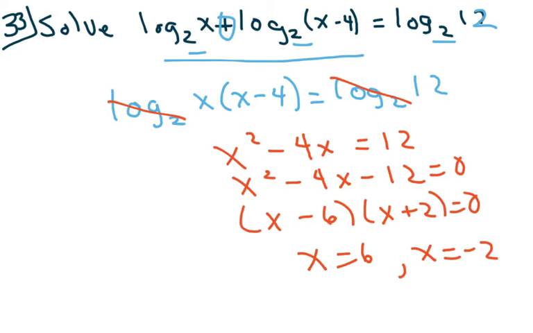Now, the negative 2 we have to disregard or discard because we can't have negative. Our domain for log is x has to be greater than 0, and that's not. So if I put negative 2 in here, that would make it negative 6, and that wouldn't work either. So that is that one.